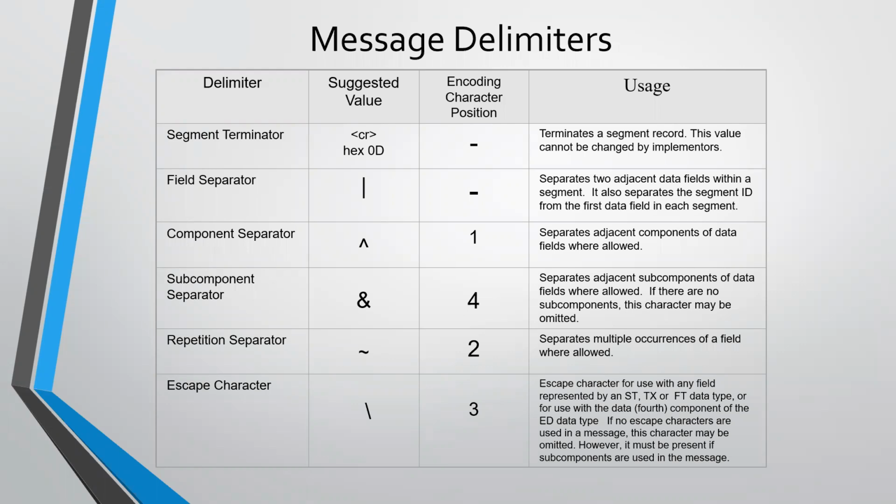Now let us take a look at the structure. You have three more symbols called ampersand, tilde, and backslash. Each of them has its own purpose. We'll take a look at them in the future, with examples. First, we need to understand the HL7 message structure. Then we will understand where each of these is used.